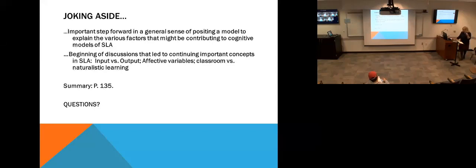So let's have a look at the summary on page 135. Make sure that we don't have any questions. The field of SLA has been closely tied to L1 acquisition from the beginning. Children all follow similar patterns in L1, developing rule-based systems that are not necessarily affected by error correction. Child SLA refers to children who learn L2 between the ages of 5 and 9, when the primary language is mostly settled, before we have the effects of a critical or sensitive period. We'll come back to that.